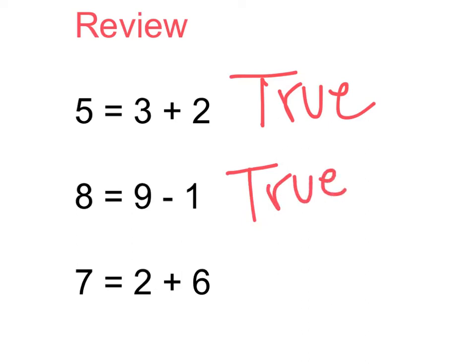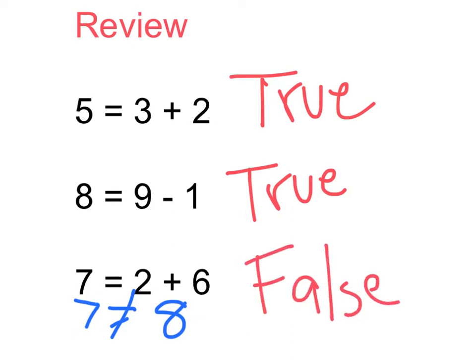Let's take a look at this last one. Is 7 equal to 2 plus 6? Well, I know 2 plus 6 is 8, and 8 does not equal 7, so no. This is going to be false. 7 is not equal to 2 plus 6.